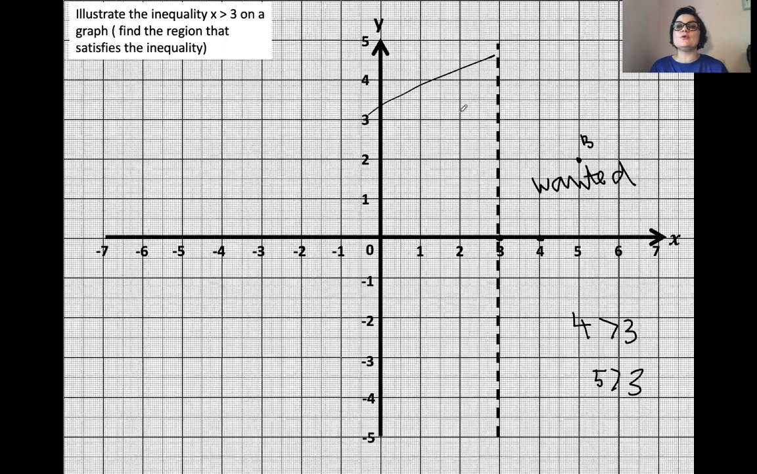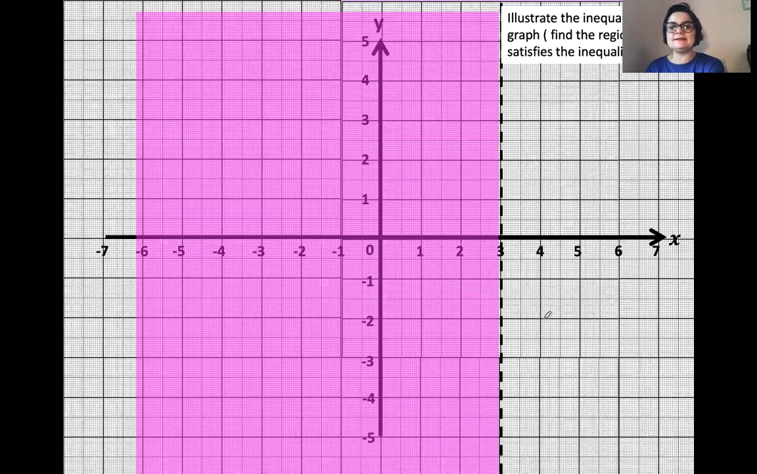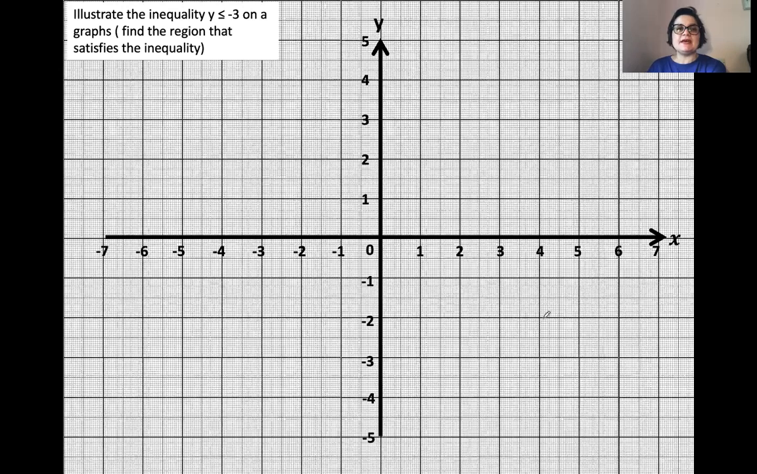So all this region is the wanted region. And that means we have to highlight the unwanted area, which is the one on the left-hand side. So this is what it is going to look like, right? Next question. y smaller and equal than -3. So this is where -3 is, smaller and equal. That means you have to draw a solid line. This is the solid line that we need.